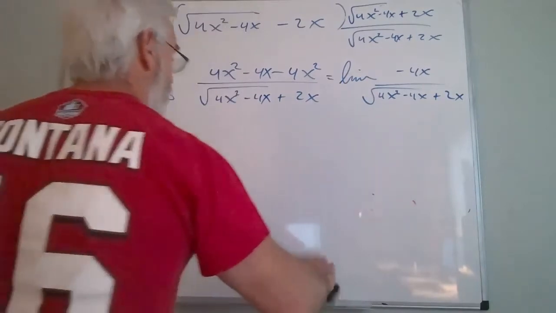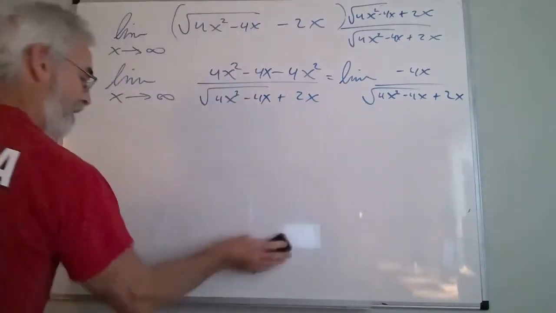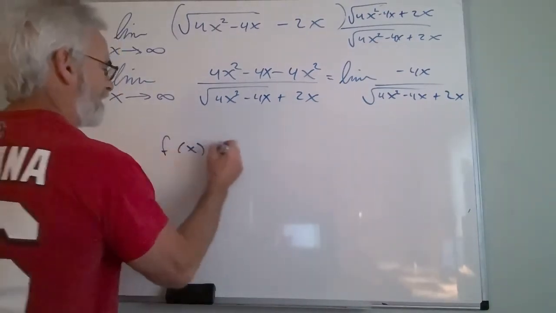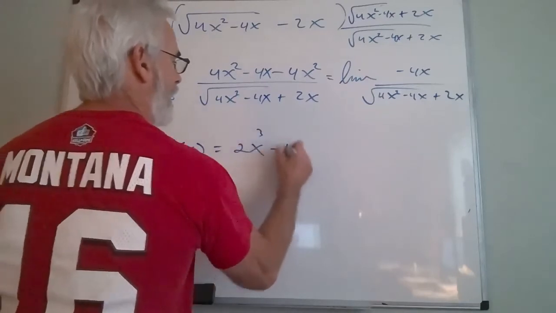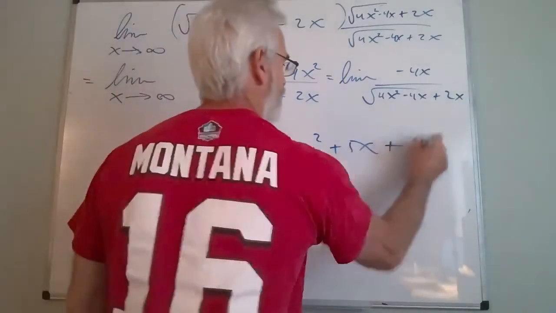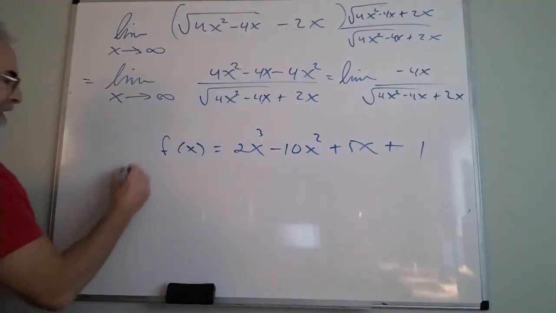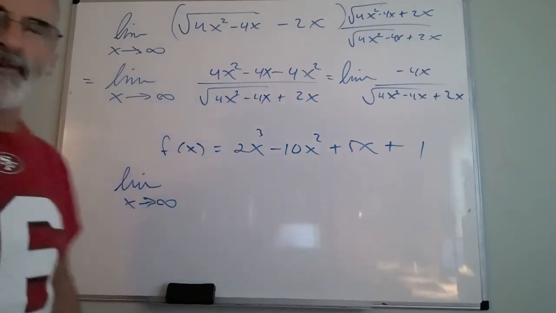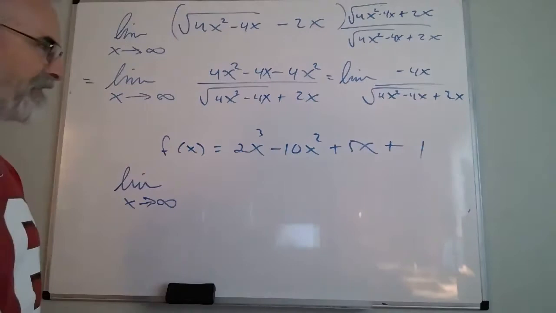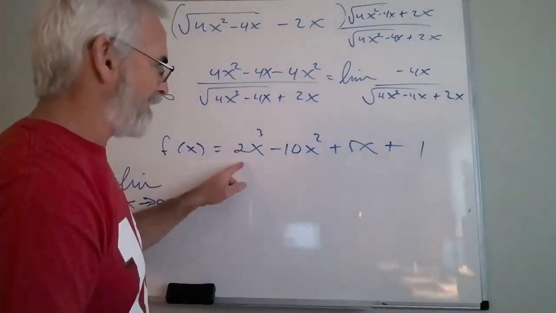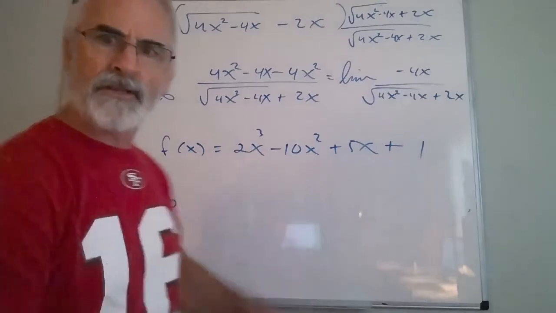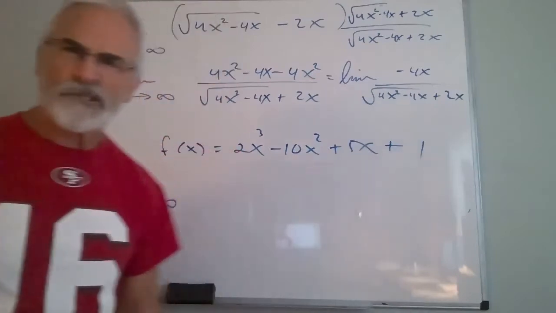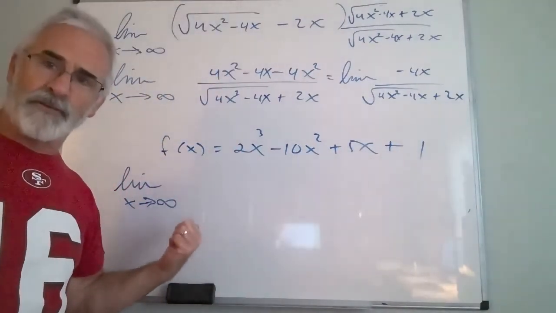Now, I want to go back to something because this actually comes up in Calc 3 all the time. If I said to you, f of x is, I'll keep it simple, 2x cubed minus 10x squared plus 5x plus 1. Now, if I said, what's the limit as x goes to infinity? Most of you don't even give it a second thought. But technically, that's going to positive infinity. That term's going to negative infinity. And do I have an infinity minus infinity case? Ooh. Do you all realize that is a legitimate question right now?